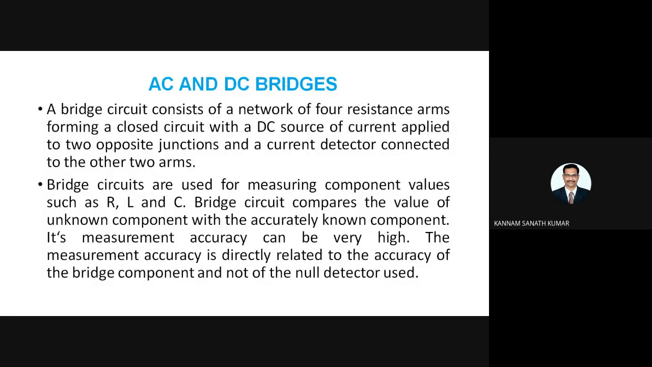That means in the bridge circuit, suppose four arms are there. In the four arms, the values of three arms you can know. In the three arms, one can be variable, a variable resistor or a rheostat. We can vary that resistance to make the bridge circuit balanced, or at null position, so that we can find out the unknown component.